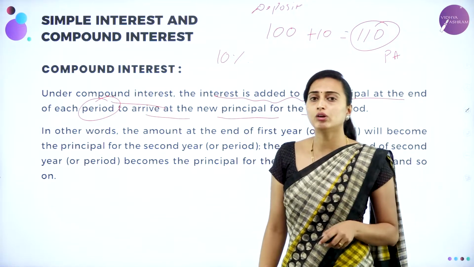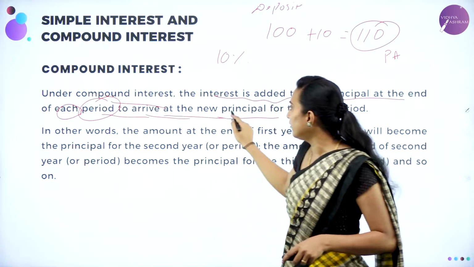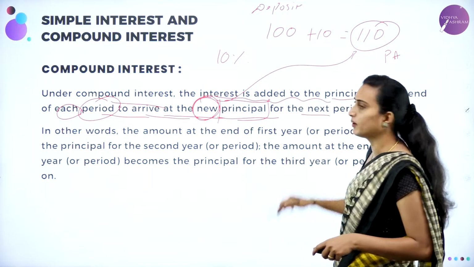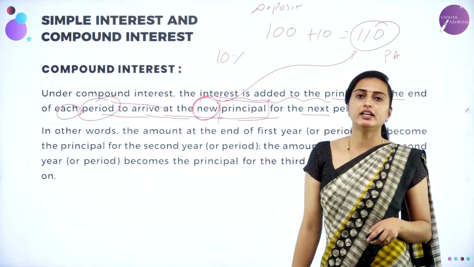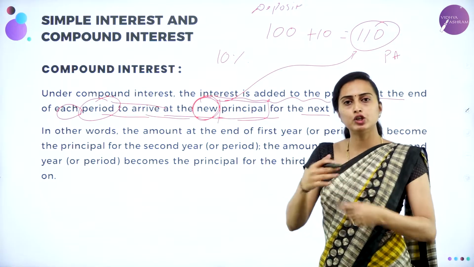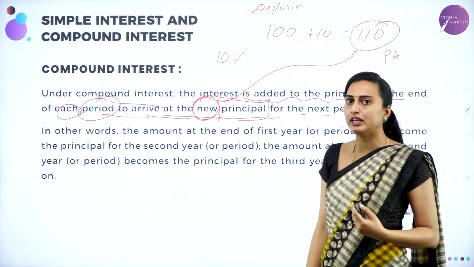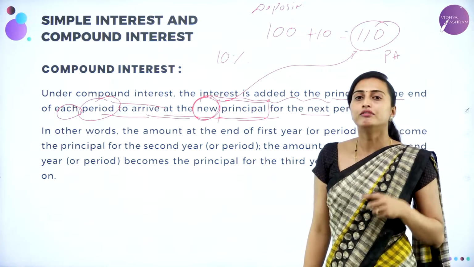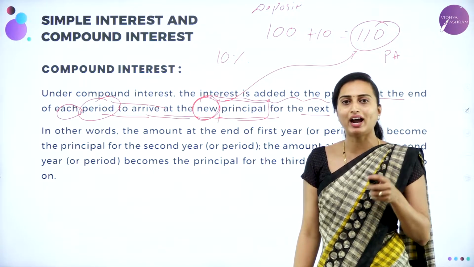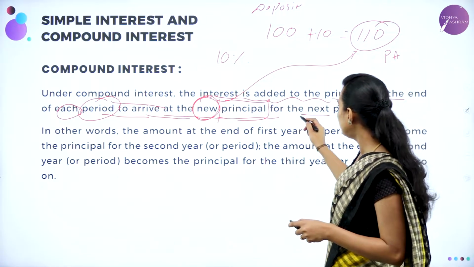Therefore, at the end of each period you arrive at the new principal, which is this one. Again for the 110, 10% will be added. Again for the new principal you are going to add 10%. So each amount will be credited at the end of the year, and for that you consider it as the principal amount. Again for that you have the interest, for the next period.